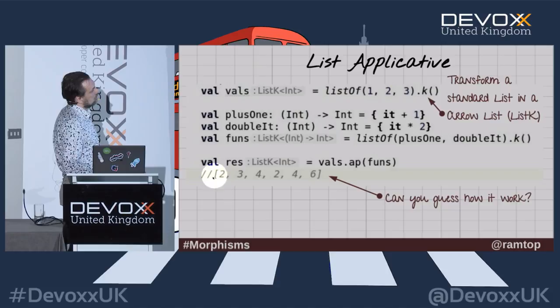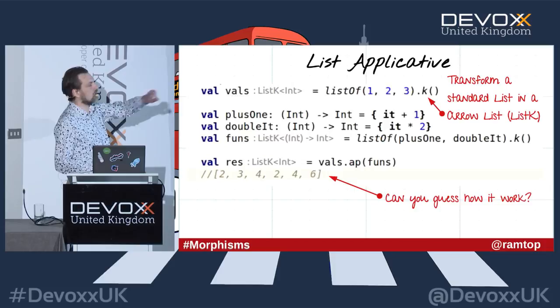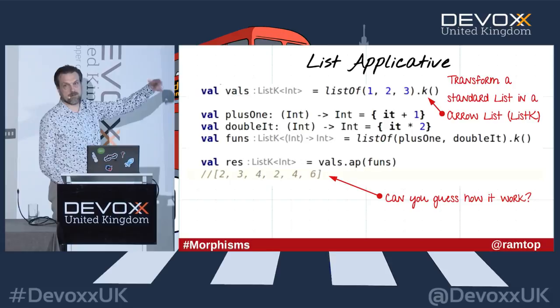And we have a result. Can you guess where this number came from? I mean, we have a list with three numbers and two functions, and we have a six result. Yeah, exactly. It applied the two functions for each value. So first apply the first function for the list, and then apply the second one for the list. And this is what the applicative does, basically.